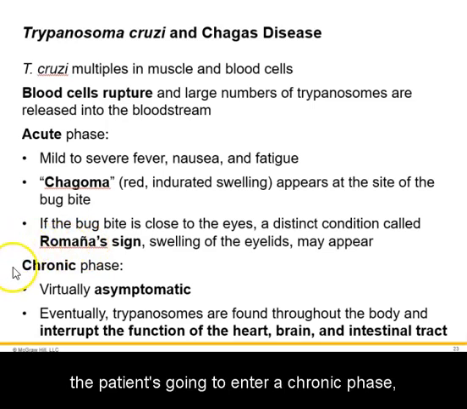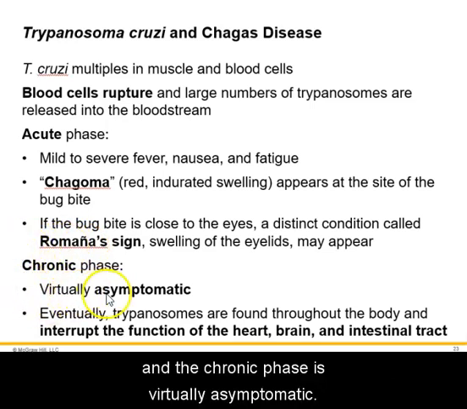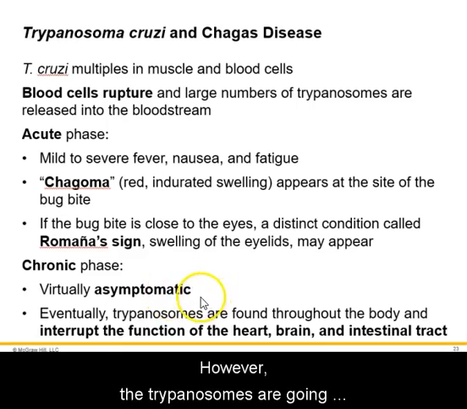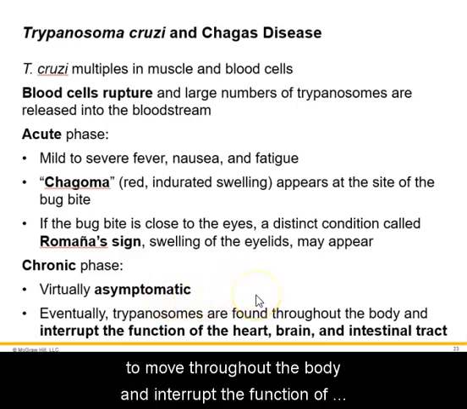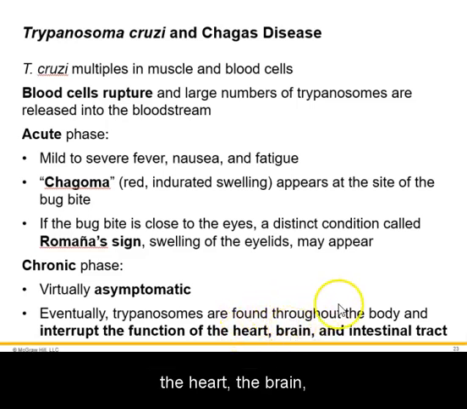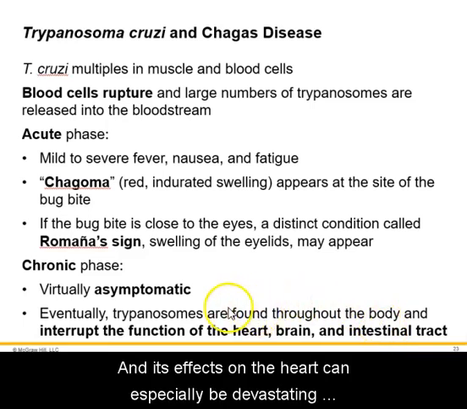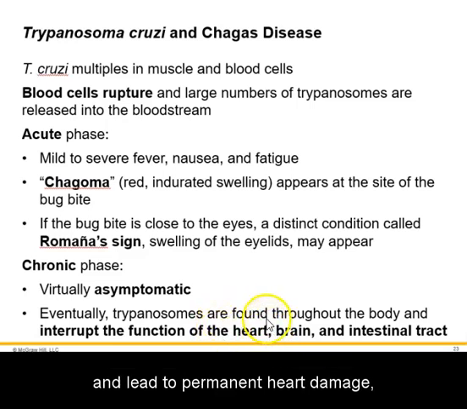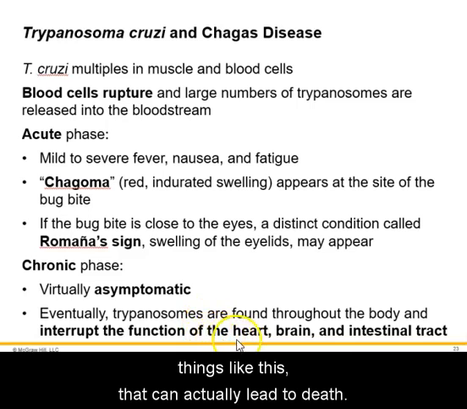Now, then the patient's going to enter a chronic phase, and the chronic phase is virtually asymptomatic. However, the trypanosomes are going to move throughout the body and interrupt the function of the heart, the brain, and the intestinal tract. And its effects on the heart can especially be devastating and lead to permanent heart damage, heart failure, arrhythmias, things like this that can actually lead to death.